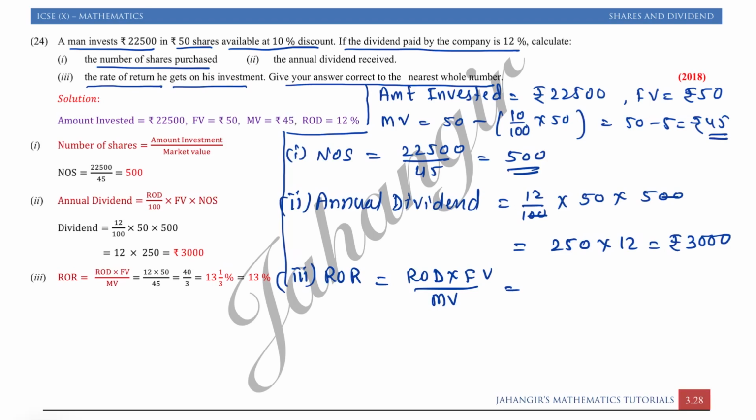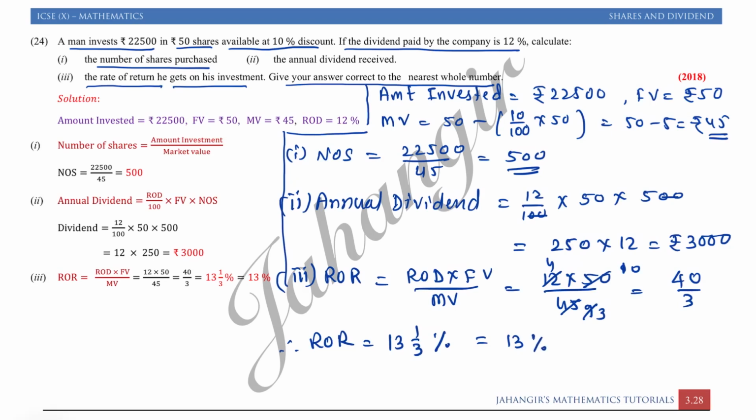So rate of dividend is 12 into face value is 50 upon market value is 45. So 5 tens are 5 nines are 3 threes are 3 fours are. So 40 upon 3. So therefore ROR is 13 1 by 3%. We have to write answer correct to the nearest whole number. So that is 13%.